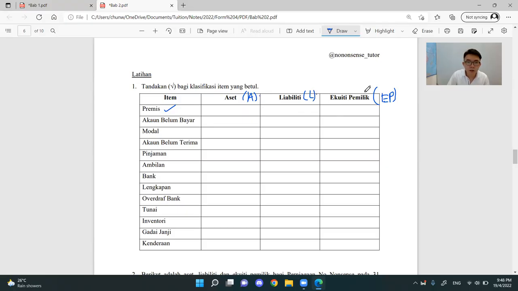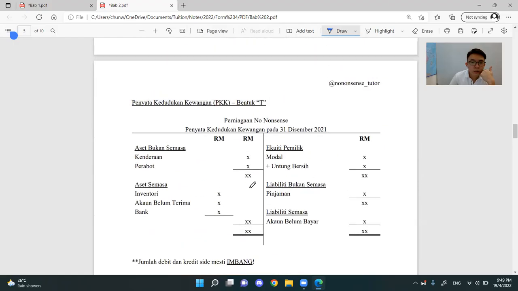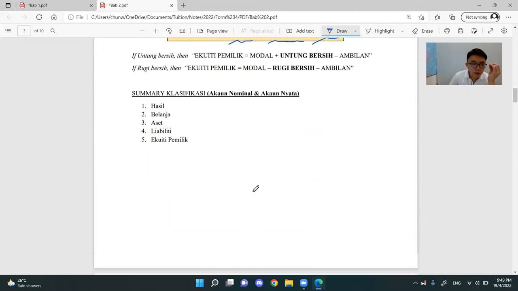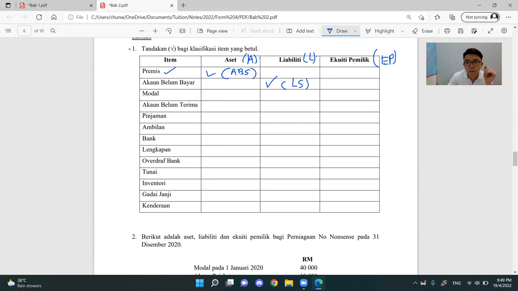Okay, so if I ask premise, you tell me either A asset, L liability, or EP equity formula. Premise is, okay, let's see. A, yes, premise is asset. And to be more specific, this is an asset bukan semasa. All right, second one. Account belum bayar, tell me. Yes, liability. And more specifically, this is a liability semasa. Now modal. Modal will be in the equity formula, all right? So the equity formula has three things, very simple: either modal, untung rugi, or ambilan. So yes, it's EP, equity formula. Account belum terima? Asset. And this is actually an asset semasa.